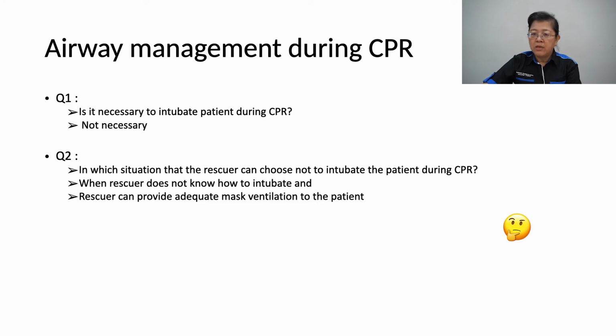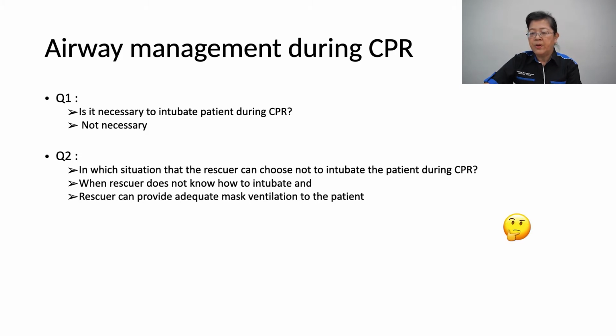Number 1, the rescuer does not know how to intubate, so you cannot waste time, because you understand that chest compression is a very important merit of successful resuscitation technique. And the second thing is you should be able to provide adequate mask ventilation to the patient. What do you mean by adequate mask ventilation? It means providing a tidal volume of at least 5 to 6 ml per kilo to the patient.